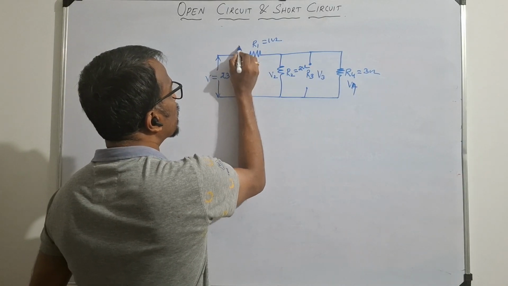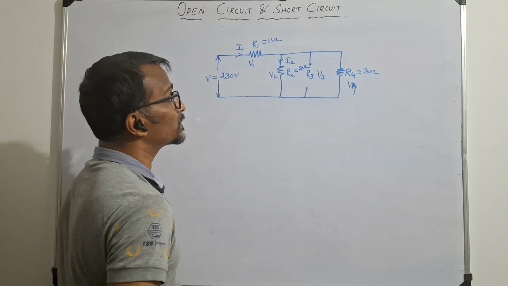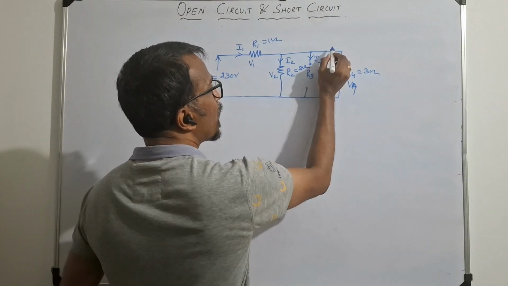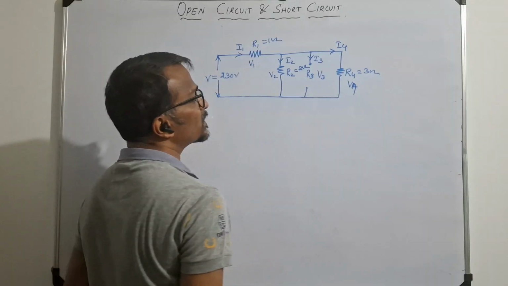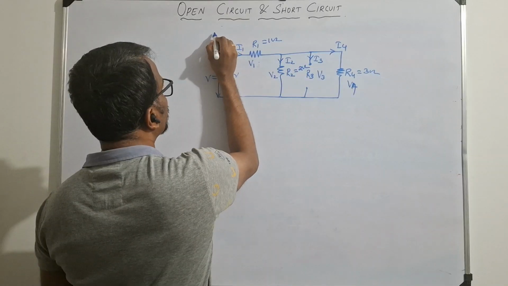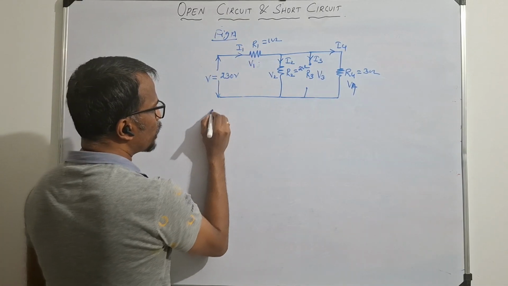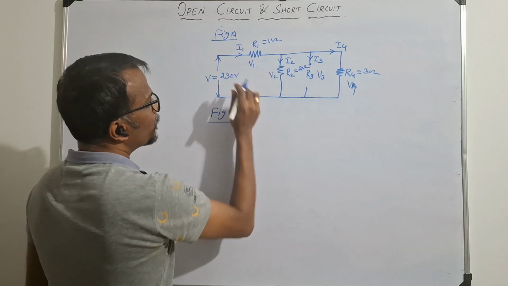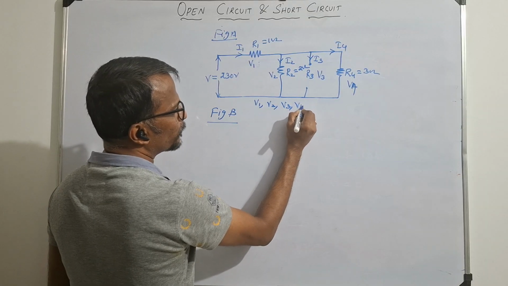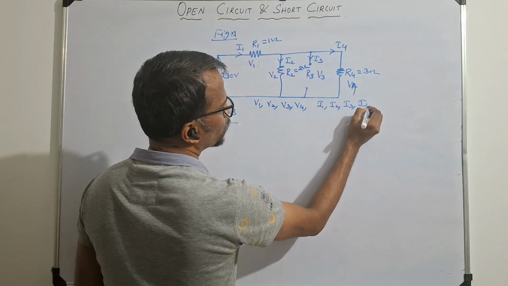Similarly, what is the current flowing through the resistance R1, through the resistance R2, through the resistance R3 and through the resistance R4. This is for figure A. Now assume figure B. Mention here separately what V1, V2, V3, V4 are. Similarly, I1, I2, I3, I4.